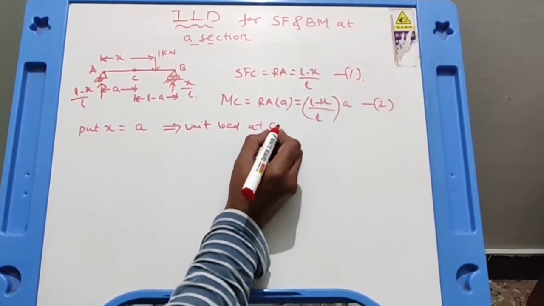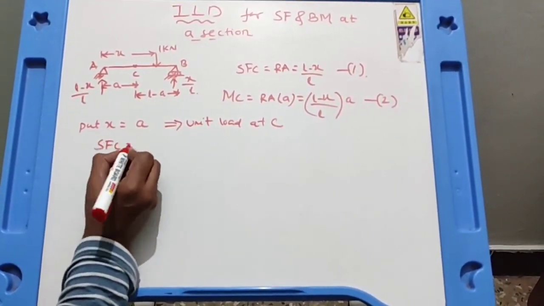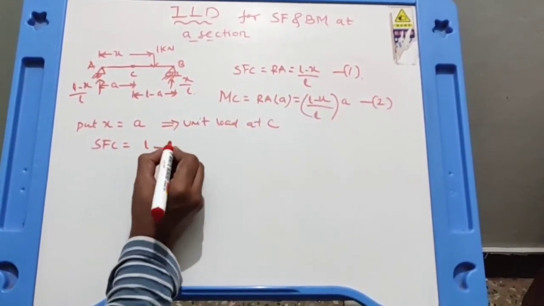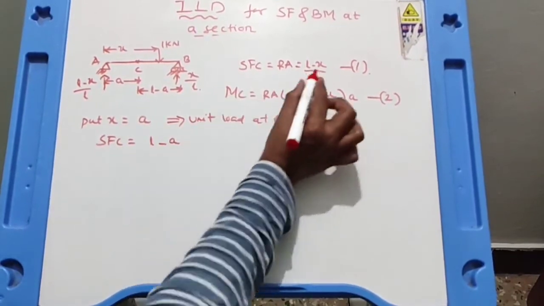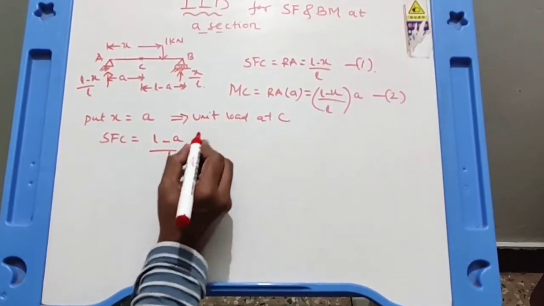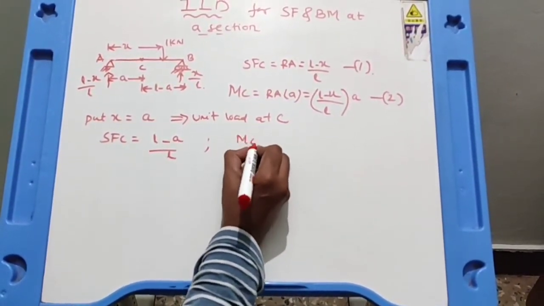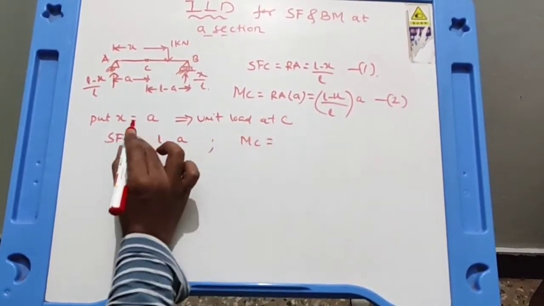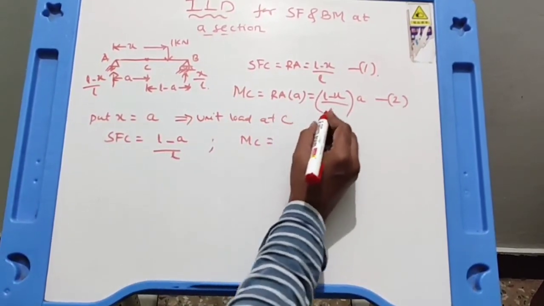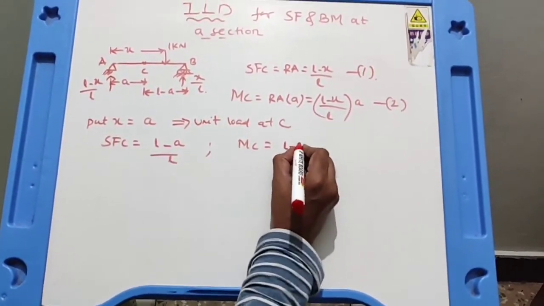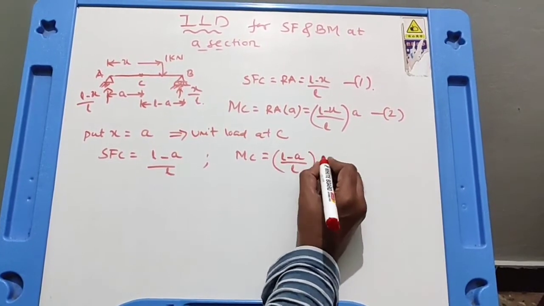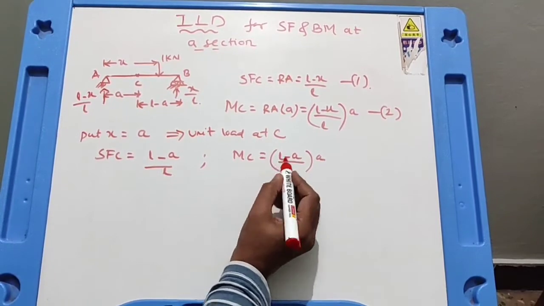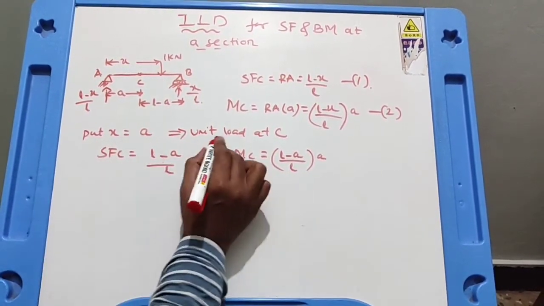When the unit load is at C, what is the shear force at C? Put x equal to a. Shear force at C is equal to (L minus a) upon L, because x is equal to a. What is the bending moment at C? Put x equal to a. It is (L minus a) upon L into a, because I have simply substituted x equal to a. That means the unit load is at C.